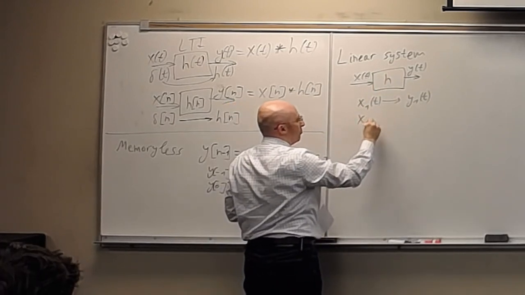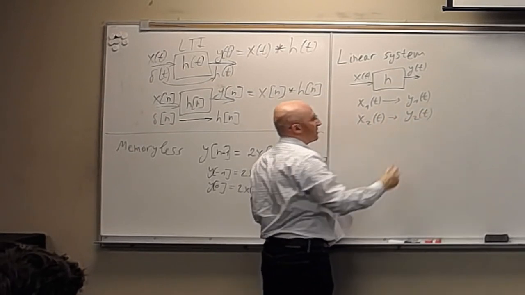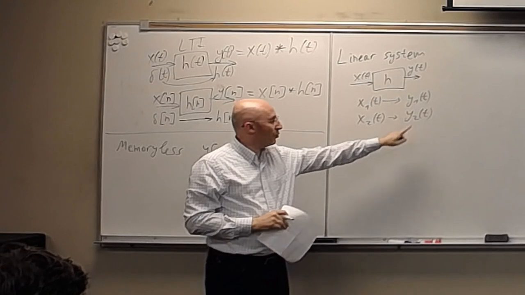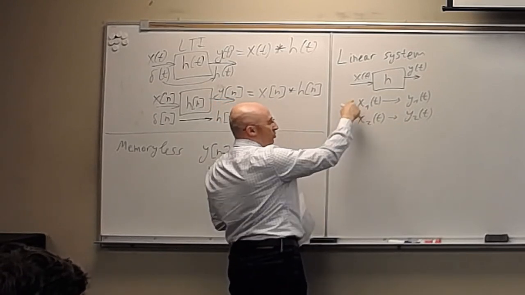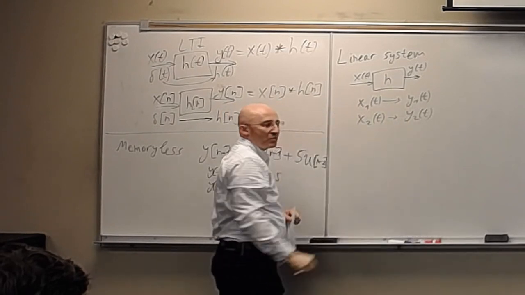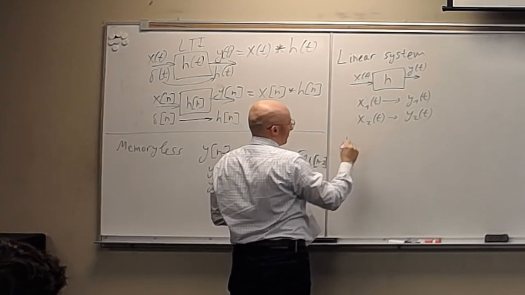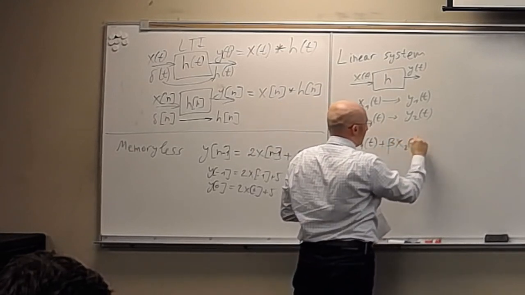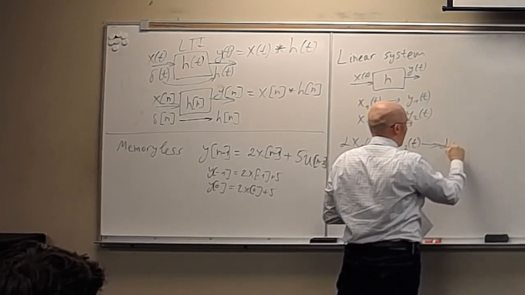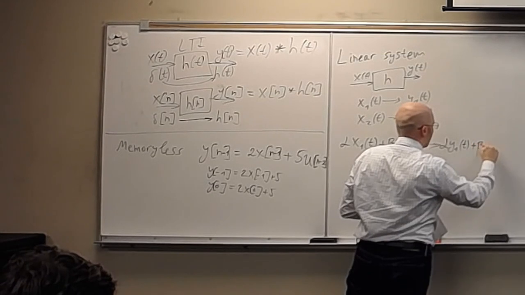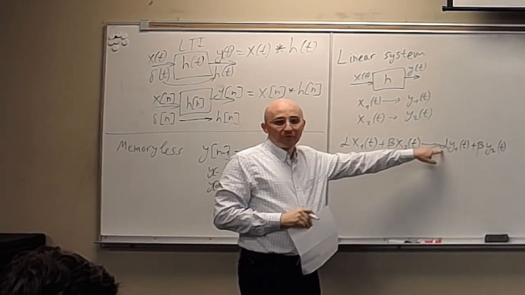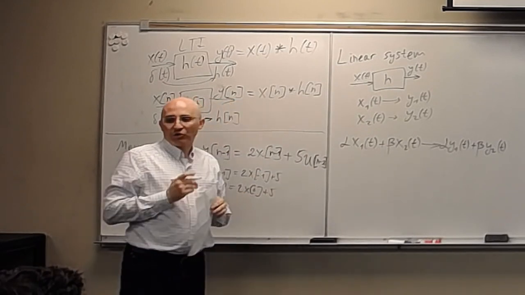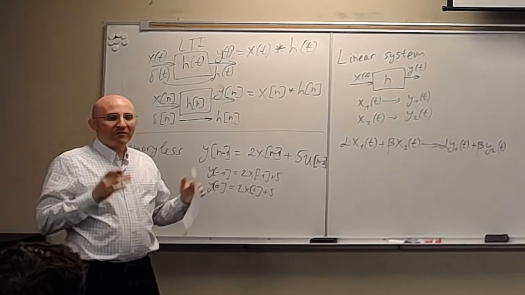If you put x2 of t, you get y2 of t. So it's some other function, obviously. For that x, you get that response. Now, linearity means that the response to a weighted sum of those is the weighted sum of the responses. If you have some constant alpha times x1 of t plus constant beta times x2 of t, they will produce alpha y1 plus beta y2. Pay attention that those are the same constants, alpha and beta, exactly the same as here. In other words, you have the superposition rule. Superposition means you have a linear system.